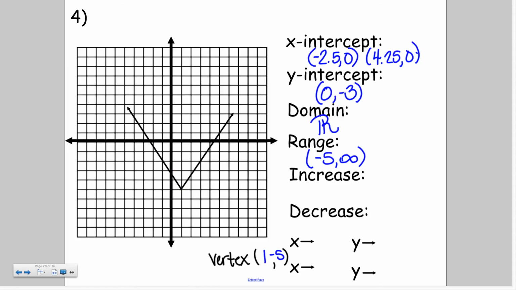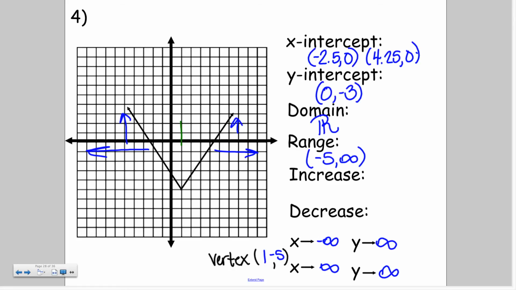Now, as x goes to infinity and negative infinity, so as x goes this way, our values in y are going up, so they're going to infinity. As x goes to infinity, our y is going up, so it is going to infinity as well. Now, our end behavior, your x's are going to have a negative and a positive. Your y's are going to be the same thing every time.